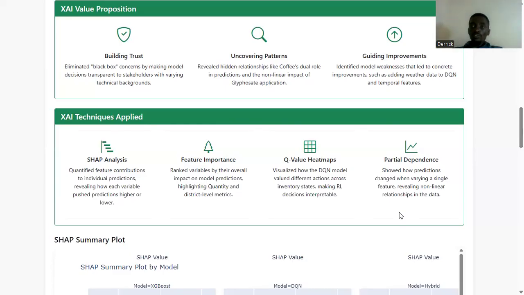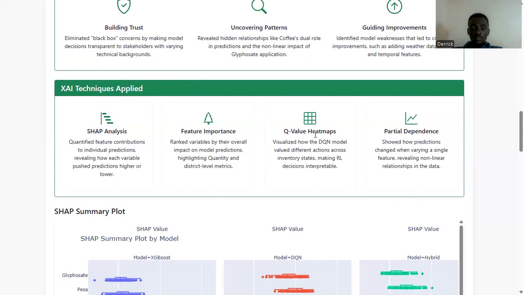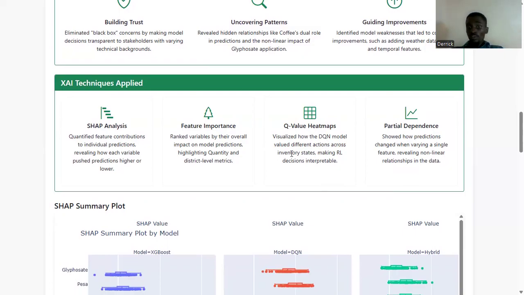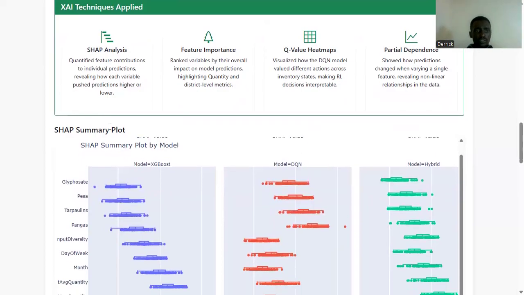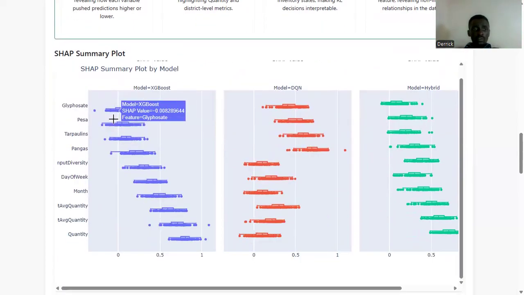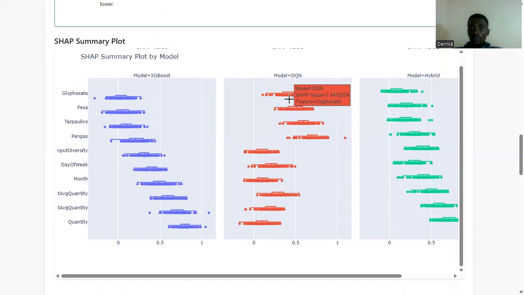So all these visualizations are in the paper, which will be shared too. And then the Q value heat maps, so we visualize how the DQN model valued different actions across inventory states, making decisions interpretable. This is demonstrated here in my presentation. So this is the SHAP summary plot for the various models, XGBoost, hybrid and the DQN, with a SHAP value for the features over time. So this is how these features affected these various models.